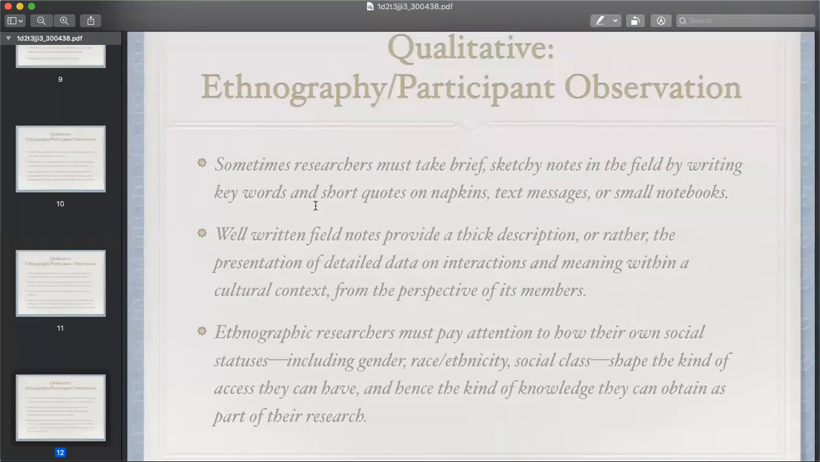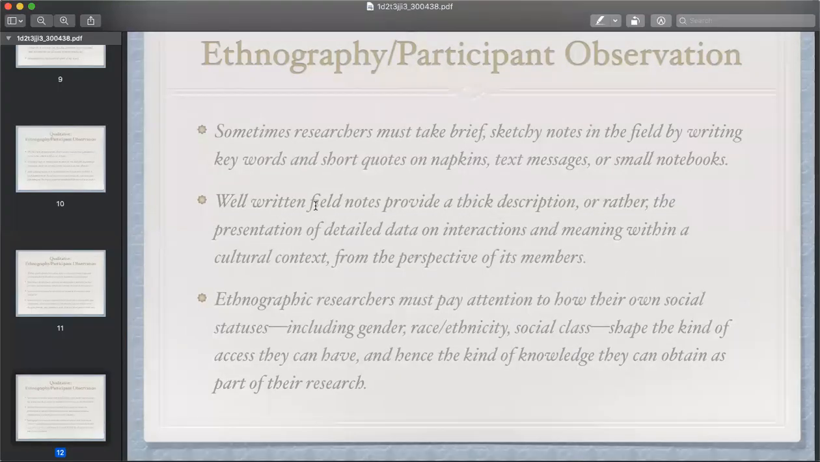When we talk about participant observations, what we want to make sure is that even when we're taking our field notes, obviously we're not going to have time to write a novel when we're doing ethnographic studies. So it's just about jotting down basic notes, key terms that can remind us of the situations. We could write that on napkins. We can write that through text messages to ourselves, whatever works best for you.